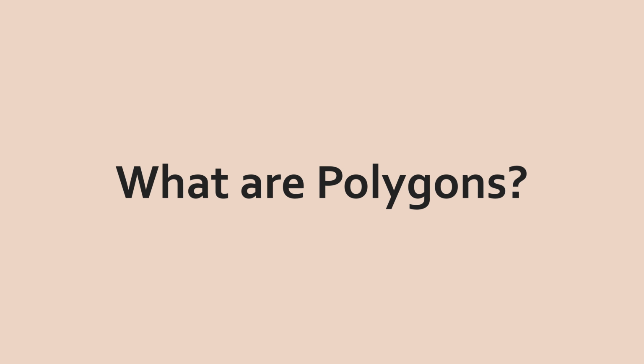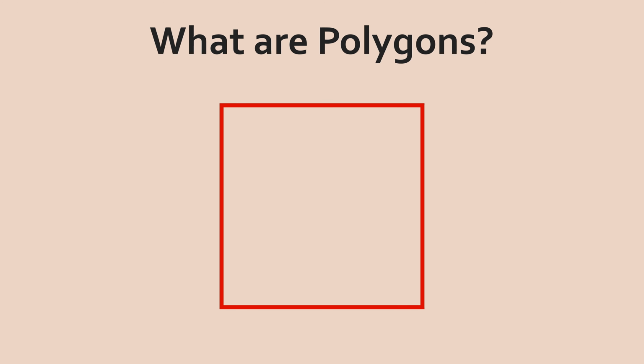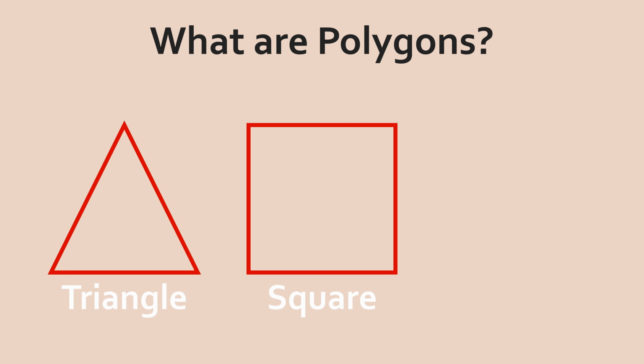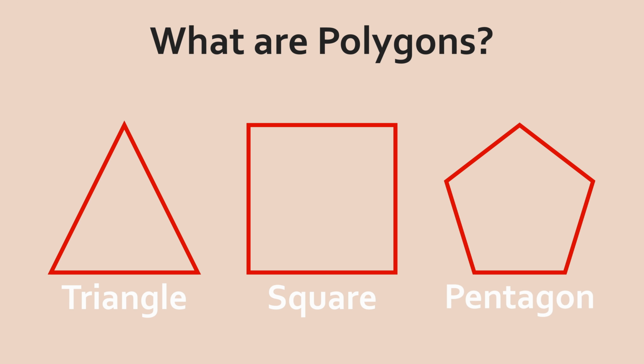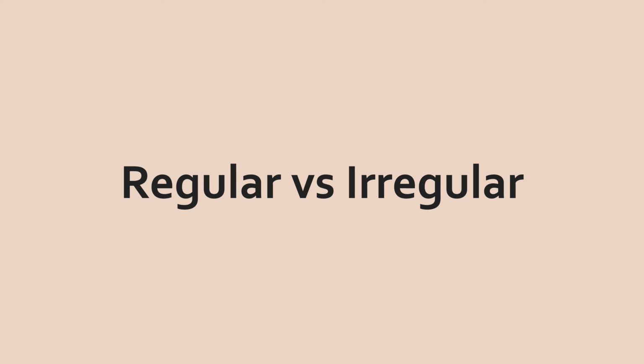So, what exactly are polygons? A polygon is a two-dimensional shape with straight sides that are fully closed. The sides must connect at vertices, corners, and the shape should have at least three sides. We've got triangles, squares, pentagons, hexagons, and the list goes on. But here's the key. The number of sides determines the type of polygon. How many sides does a pentagon have? That's right, 5 sides.